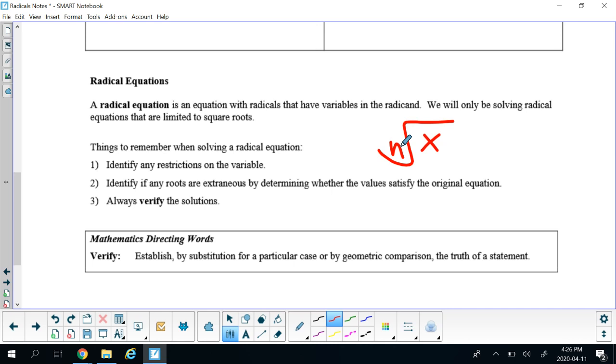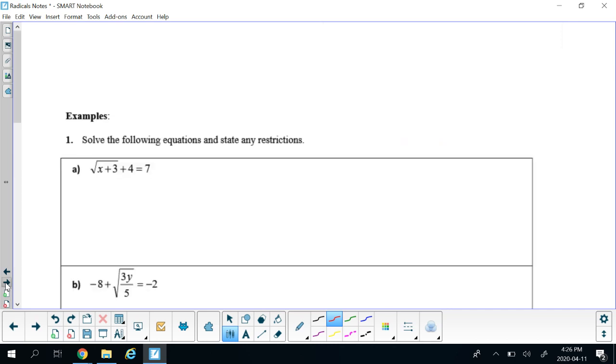Okay, and there are 3 things to remember when solving a radical equation. The first is identify any restrictions on the variable. Second, identify if any roots are extraneous by determining whether the values satisfy the original equation. Third, you need to verify your solutions. Okay, so let's do a few questions based on radical equations.